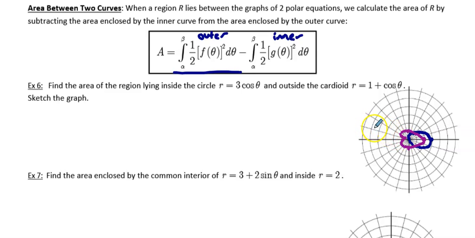So knowing what the graph looks like is actually really important, right? And so what we're going to now do is we want to find the area that lies inside of the circle, inside the blue, but outside the cardioid. So you guys can clearly see it's going to be this little guy right here. So we want this area.